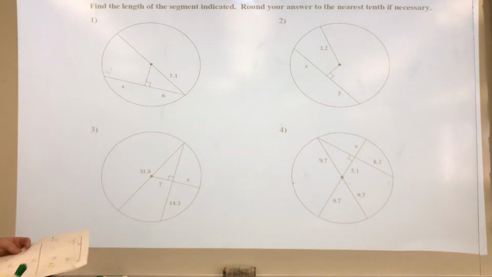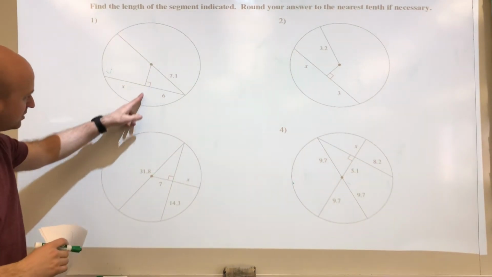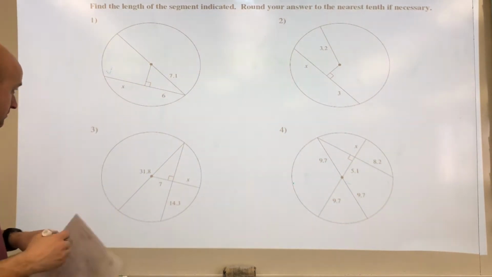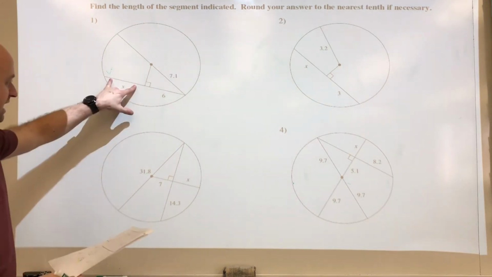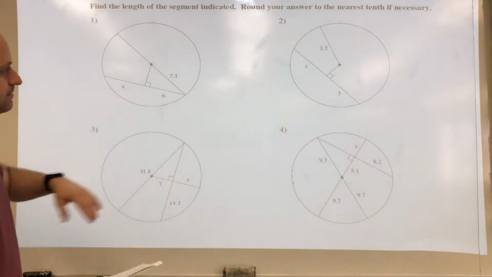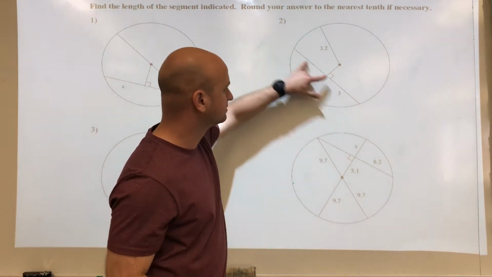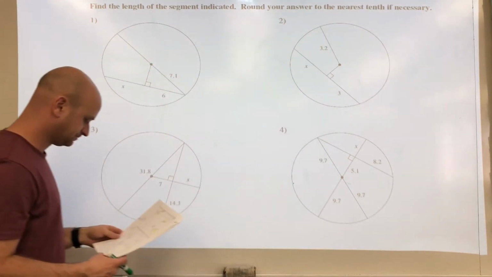All right, so now we're talking about lengths of chords. And the one thing we need to know about lengths of chords is if there's a perpendicular line, then it's bisected. So in this case here, this has to be 6 because it's bisected this way. So there's really nothing else to do on this problem. If we look over here, this is perpendicular to the chord. If this is 3, then that has to be 3 as well.